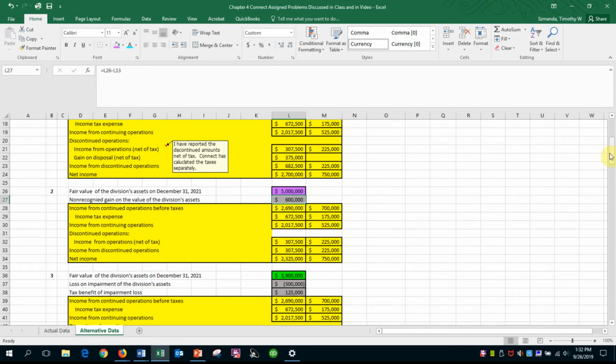And the fact is that if this has not been realized, that is to say, we have not sold the division in 2021, like we did in part 1 of this problem, we do nothing with that gain. We do not recognize gain until they're realized. So in part 2, everything is the same, except that we do not recognize this $600,000 gain in the discontinued operations component. It just isn't here because we haven't sold the unit yet.